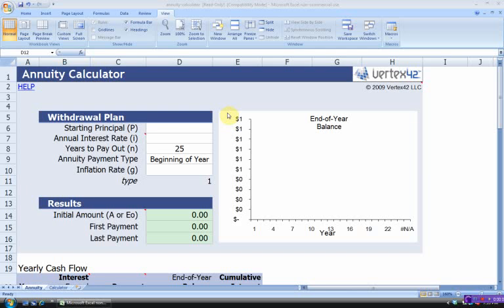In recent years, annuities have become one of the most popular vehicles for retirement planning. In this video, I'll show you how to use an annuity calculator to analyze various aspects of your investment.